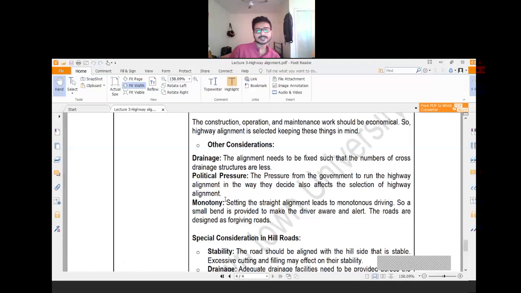So in such cases, what will happen? After some time, you will get sleepy. Basically this type of thing is called monotony. So intentionally you have to put some disturbance in such long stretched highways. Sometimes you can put some intentional bend, sometimes you can put some gradient to break that monotony. There are different types of accidents which can occur because of the monotony.